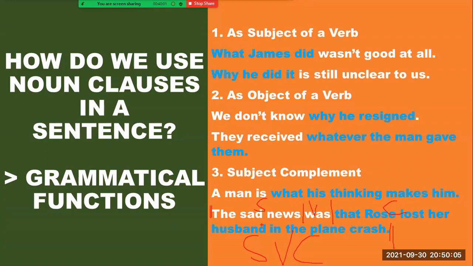So here we can see that this complement is the description of the sad news. Now, what is the sad news? The sad news was, or when we say, what was the sad news? The sad news was that Rose lost her husband in the plane crash. Now, what can you tell us about the fact that Rose lost her husband in the plane crash? We can say it was the sad news. That was the sad news we heard. All right. So what happened is that the subject is the complement and the complement is the subject.